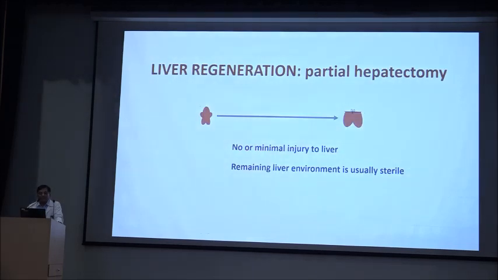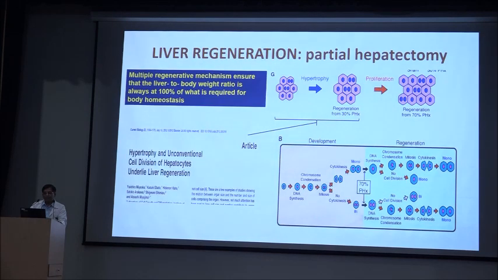Next is liver regeneration in terms of partial hepatectomy, which is well studied in both humans as well as in animal models. The most peculiar thing about this regenerative model is that there is no or minimal injury to the liver. The remaining liver environment is usually sterile, and studies using animal models have clearly shown that multiple regenerative mechanisms occur during partial hepatectomy, both conventional as well as non-conventional.